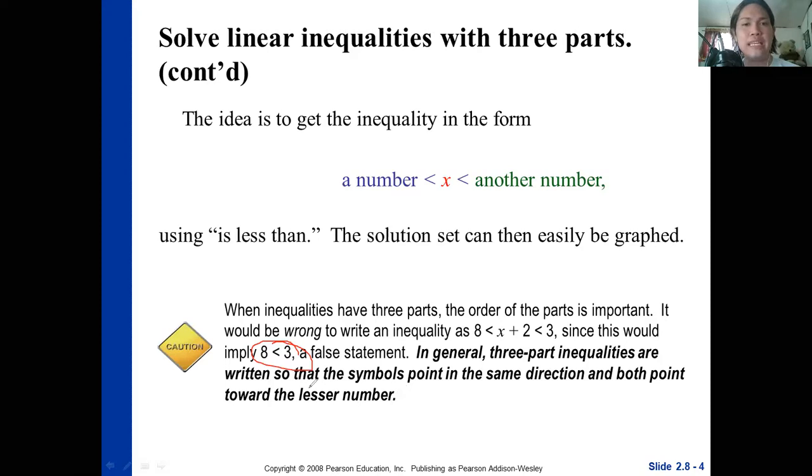So when inequalities have 3 parts, what will you do? The order of the parts is important. Why? Because it would be wrong to write an inequality as 8 less than x plus 2 less than 3, since this would imply 8 is less than 3, a false statement. So, in short, 3-part inequalities are written so that the symbols point in the same direction and both point toward the lesser number. I want you to remember and take note of that.